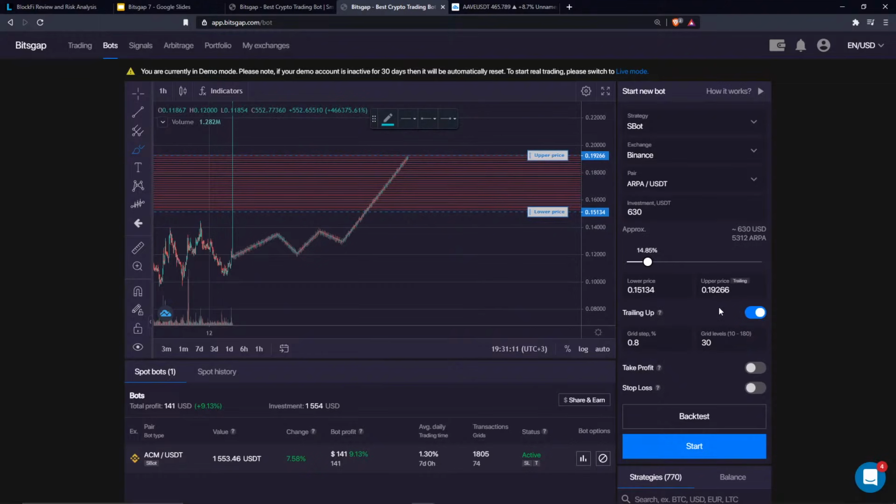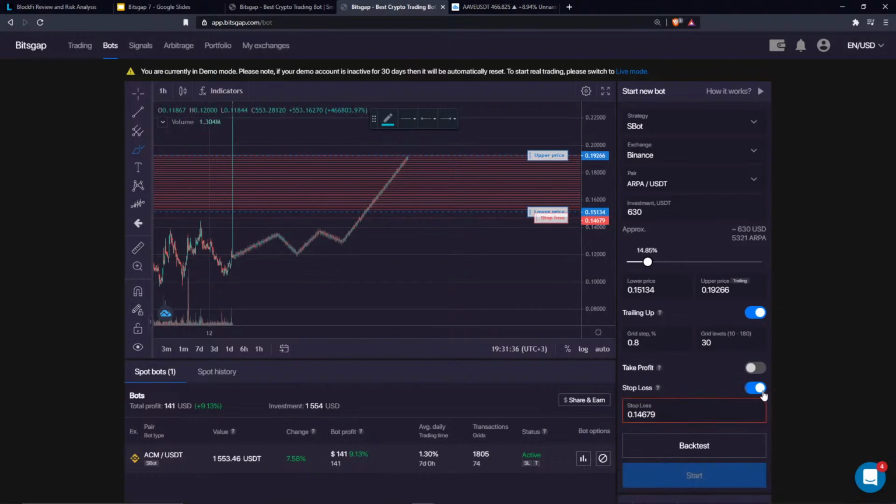So use trading up to maximize your returns, and use trading up if you want the bot to follow the rally, okay? Otherwise, if you don't have it, then each time you see the price breaking the upper limit price, you would have to close the bot and open a new one with new settings so that the bot could continue trading, okay?